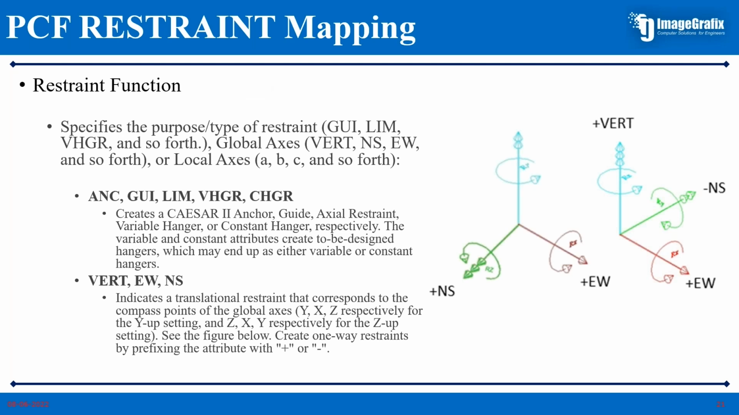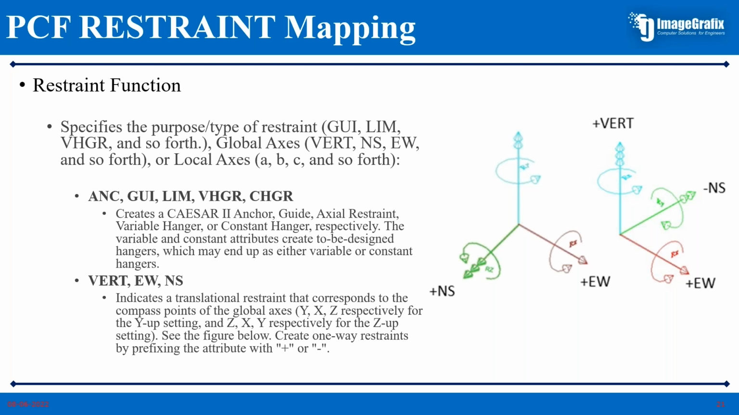Same thing, suppose you specify the restraint function. Like ANC for your anchor, GUI for your guide, limits, vertical hangers, or your constant spring hangers. These are your functions. Now plus V or plus Y will be your vertical. If my CAESAR II vertical axis is Y, then plus Y and minus Y correspond to your vertical. Then north-south and east-west for your X and Z axes. So accordingly, I'll give the other details for my requirements.